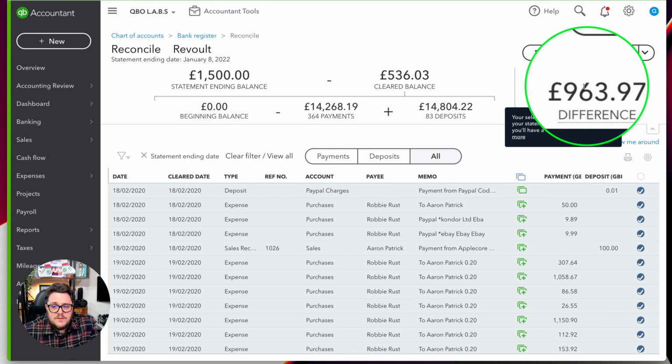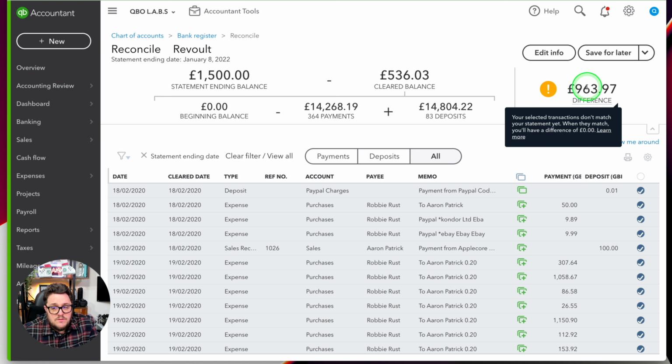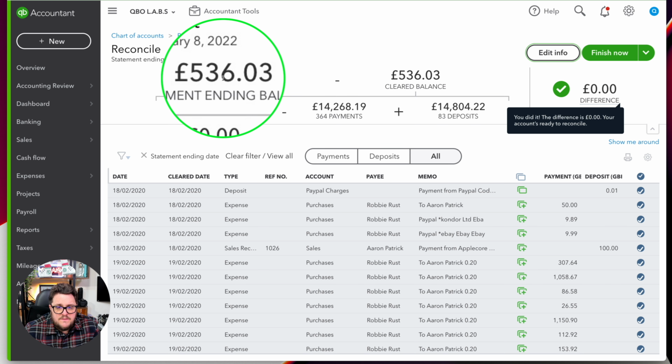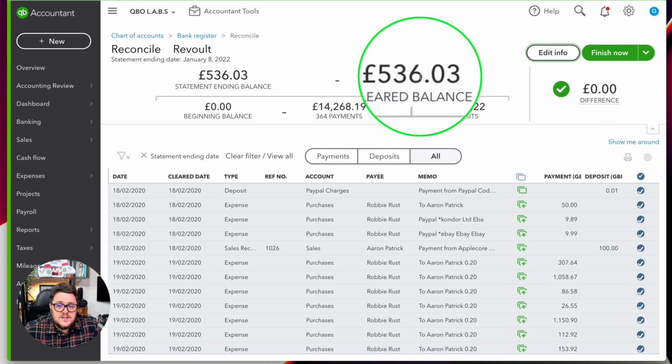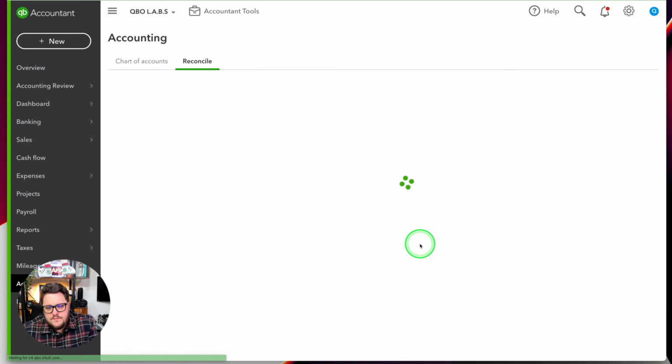Now at the moment I've got a difference, and it's telling me I can't even finish until I've corrected that difference. If though I go through and get all my reconciliations correct, I then have a nice finish now button, because now my statement ending balance, my 53603, is agreeing to my cleared balance because I've gone through and ticked each individual transaction. At that point I can press finish now, press done.